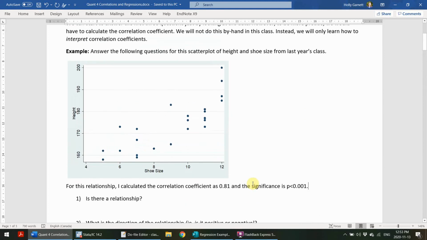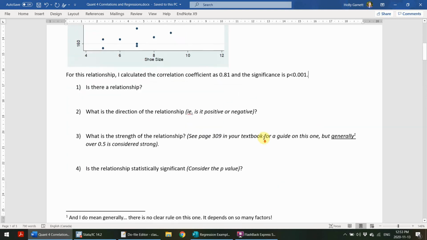So then substantively, what does this mean? Well, it would appear that there is a statistically significant relationship between shoe sizes and heights. And we found this out by getting a sample from the class.